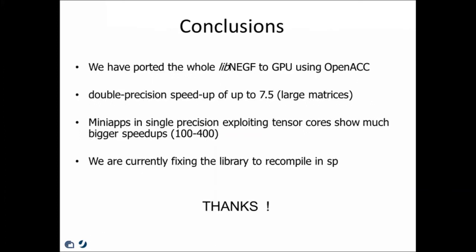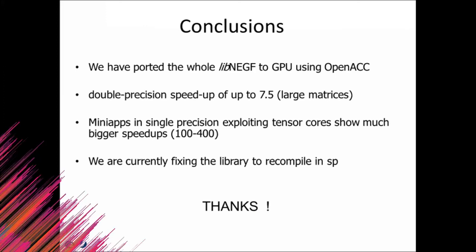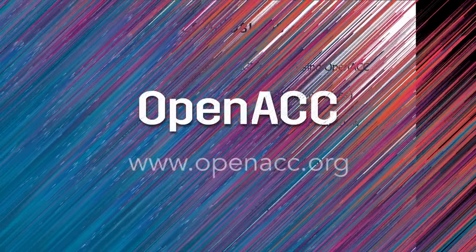So my conclusion is that we have ported an entire libNEGF to GPU using OpenACC. All the results I showed are with OpenACC. At the moment, with double precision, we have already a speed up of 7.5, but mini-apps show that single precision, also exploiting Tensor core, could reach a factor of above 100. And we are currently fixing the library to recompile single precision. So thank you for your attention.